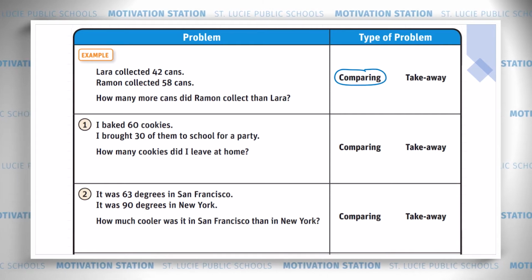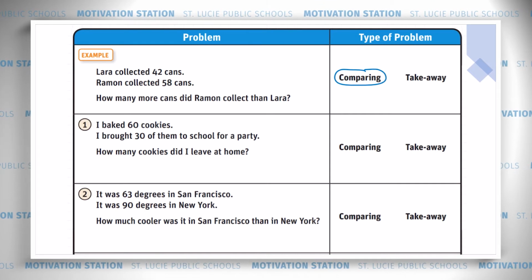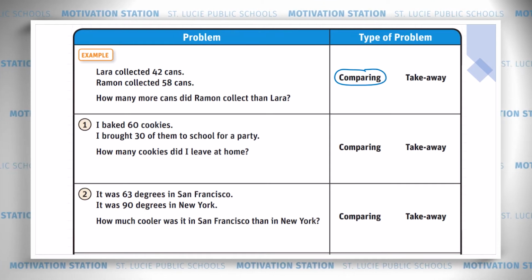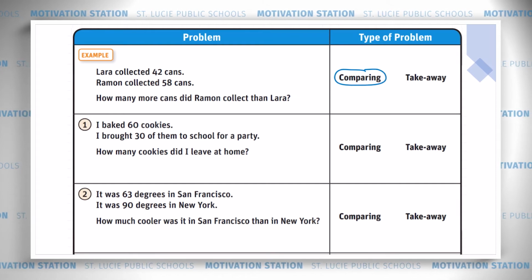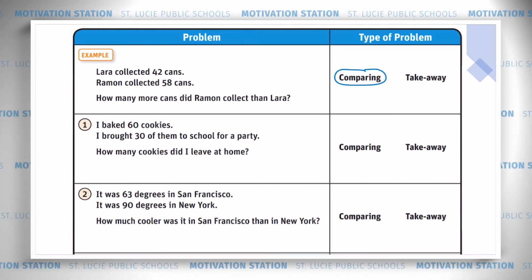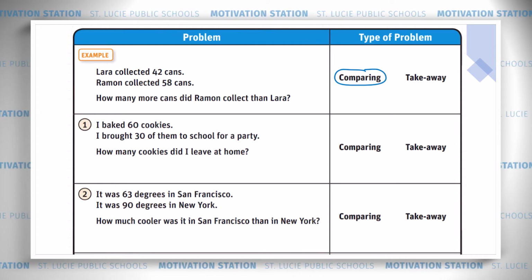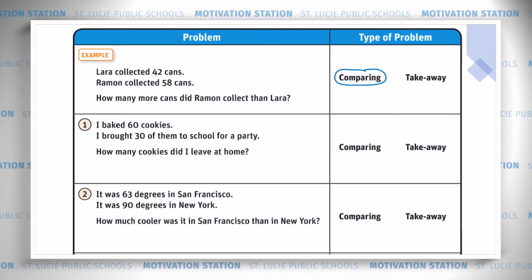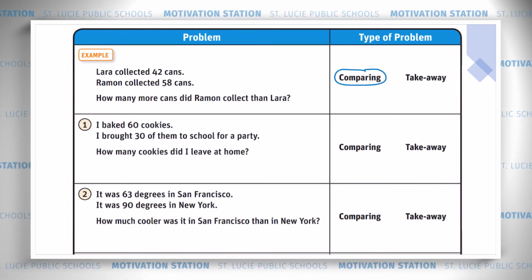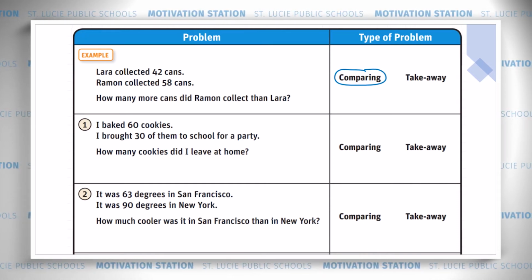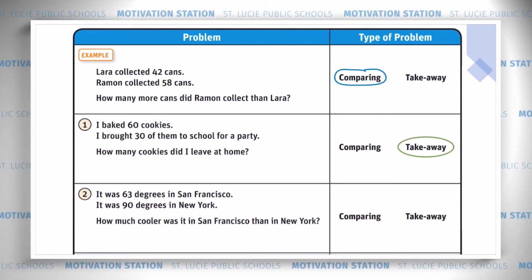We are going to do this page together. Hope you're ready. Number 1, I baked 60 cookies. I brought 30 of them to the school for a party. Well, that sounds like fun. How many cookies did I leave at home? Well, we had 60 cookies, and we took 30 of them away to school. Well, doesn't that sound a bit like a takeaway problem? Let's circle takeaway.